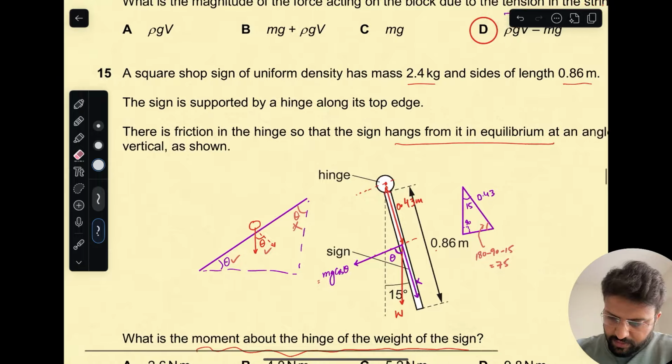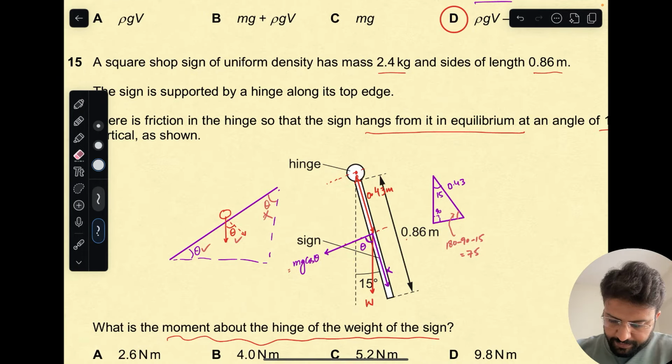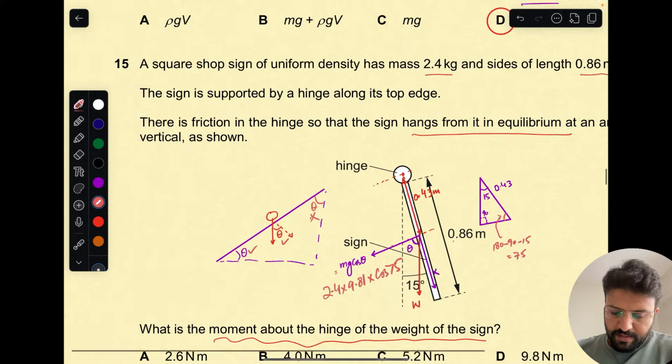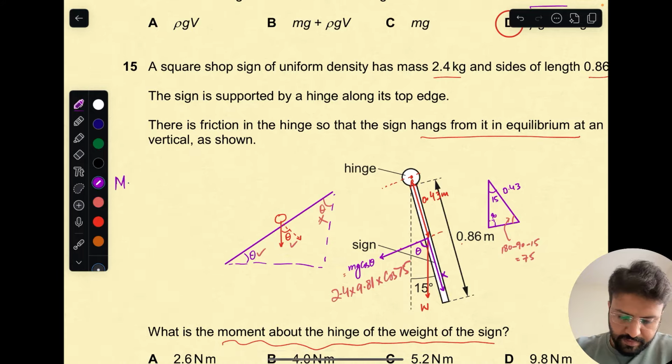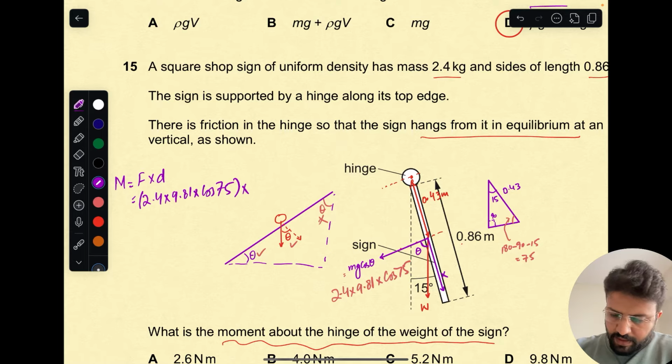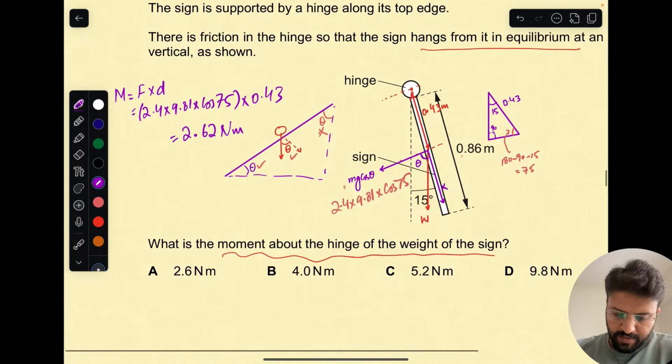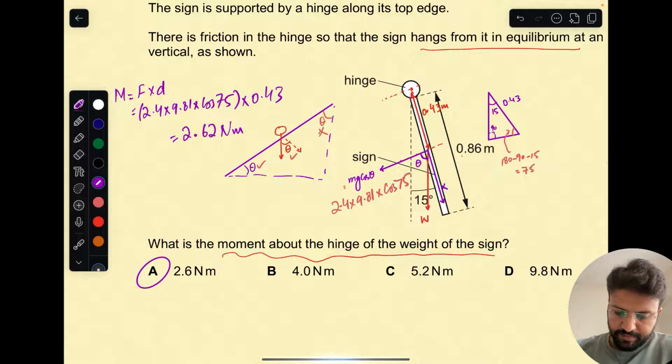So this force, m is also given, this force is 2.4 into 9.81 into cos of 75 degrees, and the distance is already given, so the moment is F into D. This is 2.4 into 9.81 into cos of 75 multiplied by 0.43. This will give you 2.62 Newton meter. Okay, it's option A.